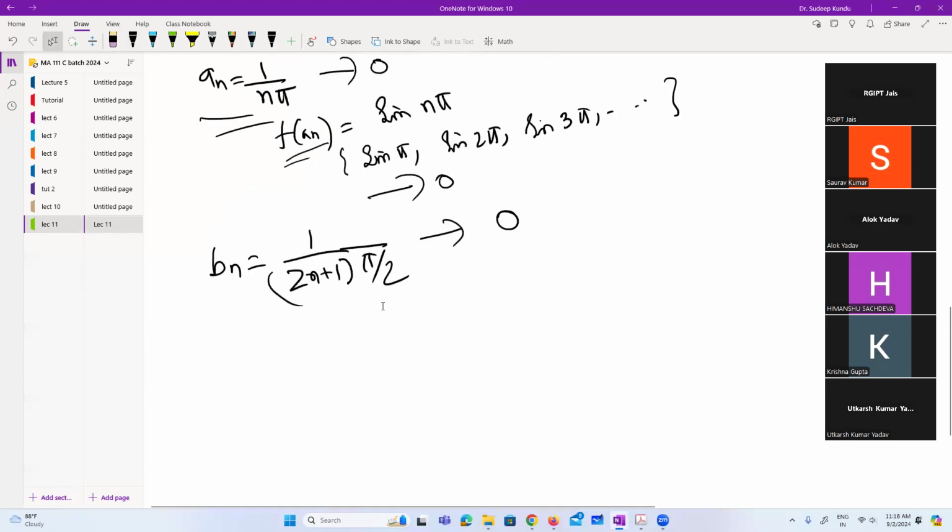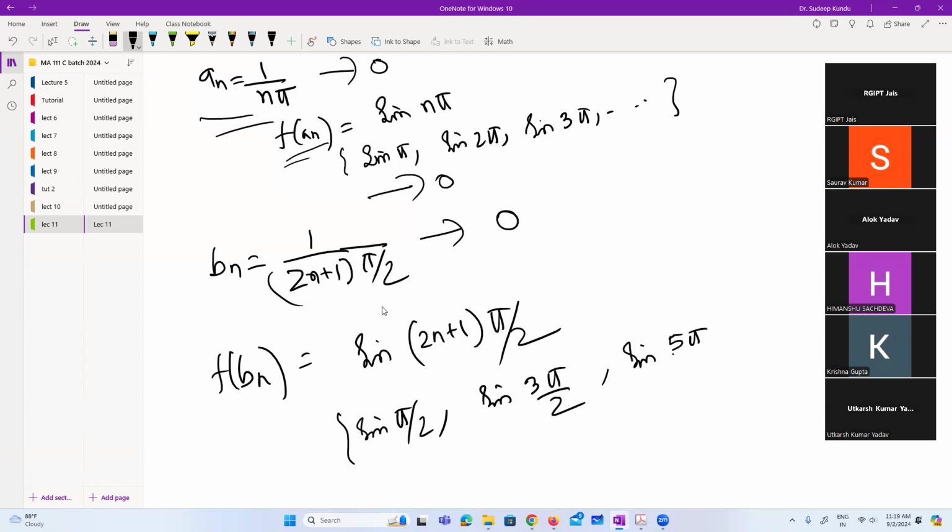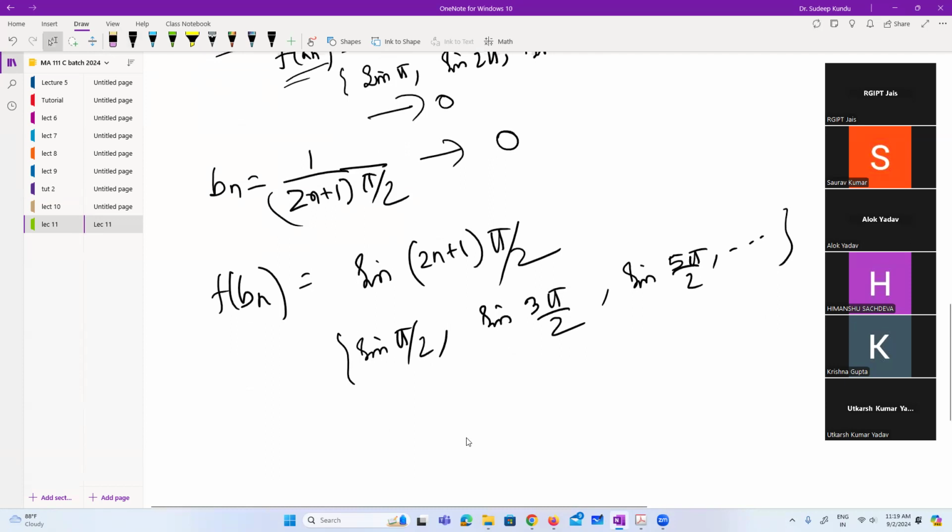And what about f of bn? Sir, sine of (2n plus 1) pi by 2. So what is the value? Sine pi by 2, sine 3 pi by 2, sine 5 pi by 2. So how does it go? f of bn is 1.